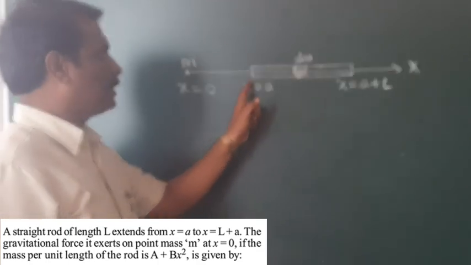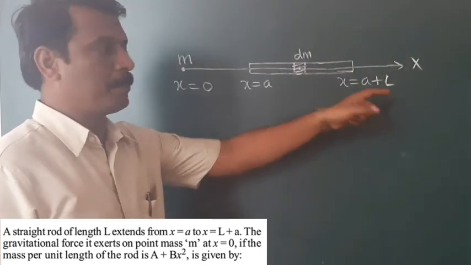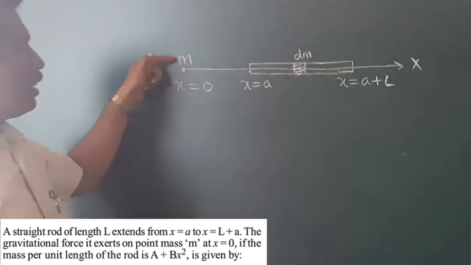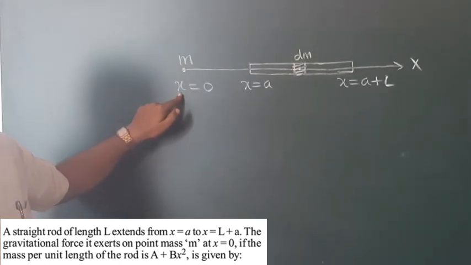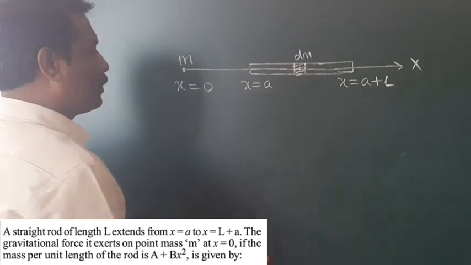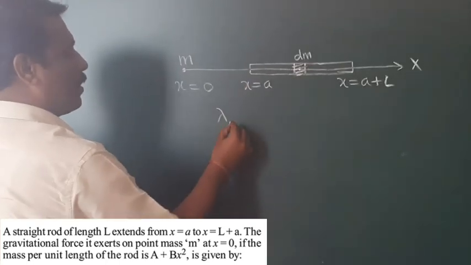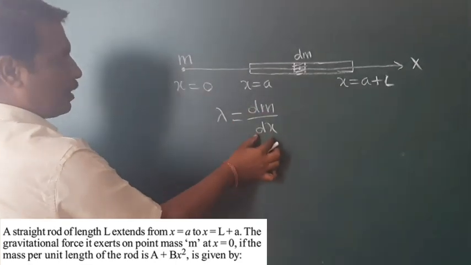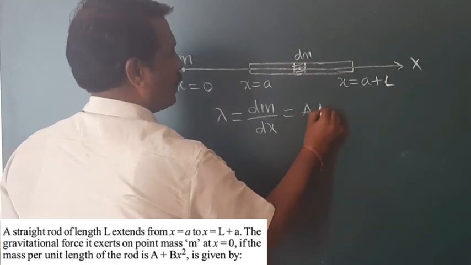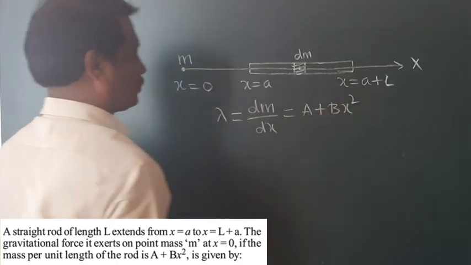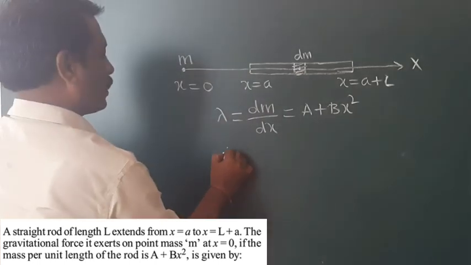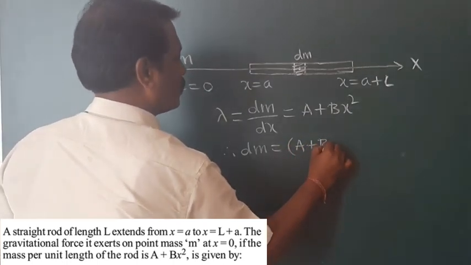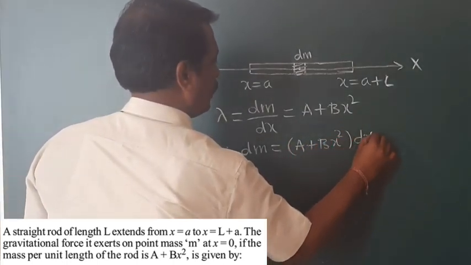Here a rod extends from x equal to a to x equal to a plus L. Now the question is, what is the gravitational force exerted by this rod on mass m which is placed at x equal to 0? Here mass per unit length of the rod is given. I will write it as lambda. Lambda is equal to dm by dx, that is mass per unit length. It is given as a plus bx square. Therefore here we can write dm is equal to a plus bx square into dx.